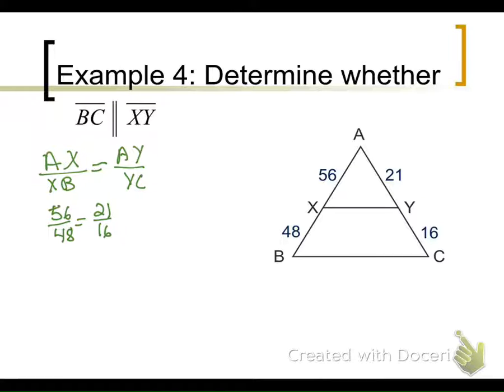We can reduce our left-hand side. What goes into 56 and 48? 8. So how many times does 8 go into 56? 7. How many times does 8 go into 48? 6. Okay. Can I reduce 21 over 16? What goes into both of those? We see we cannot reduce them.